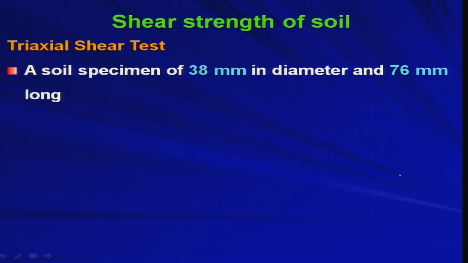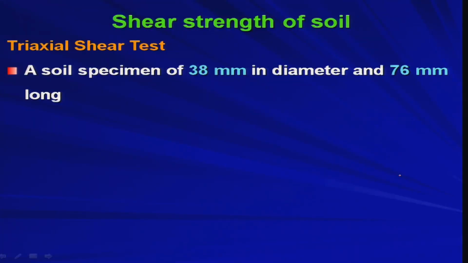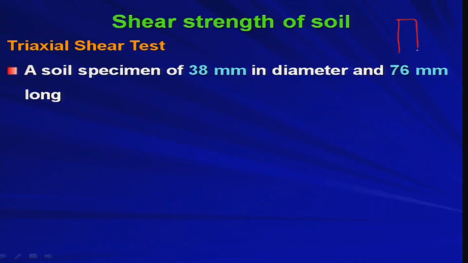Now, coming to the next type of laboratory experiment, that is the triaxial shear test. In this test, we consider a cylindrical soil specimen, generally 38 millimeter in diameter and 76 millimeter long. So, we have to prepare the sample as a cylinder, something like this, 38 millimeter diameter and 76 millimeter height.